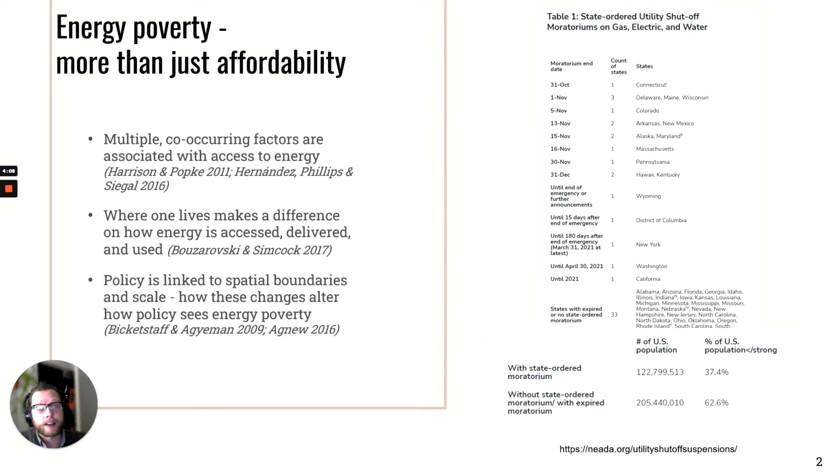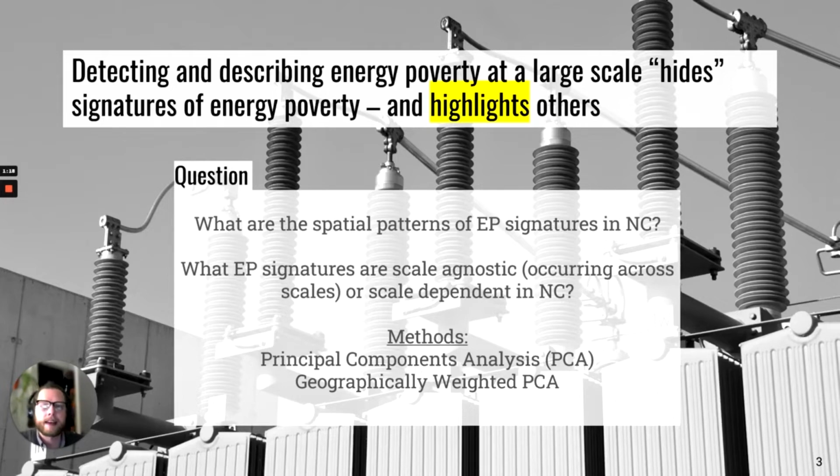However, when we aggregate this data, we lose all of the spatial context. We don't know where the moratoriums are or aren't, and that's just a basic example of the sort of things that I'm interested in looking at. So the main problem is that detecting and describing energy poverty at large scales hides signatures of energy poverty, as we talked about in the previous example, but it might highlight others.